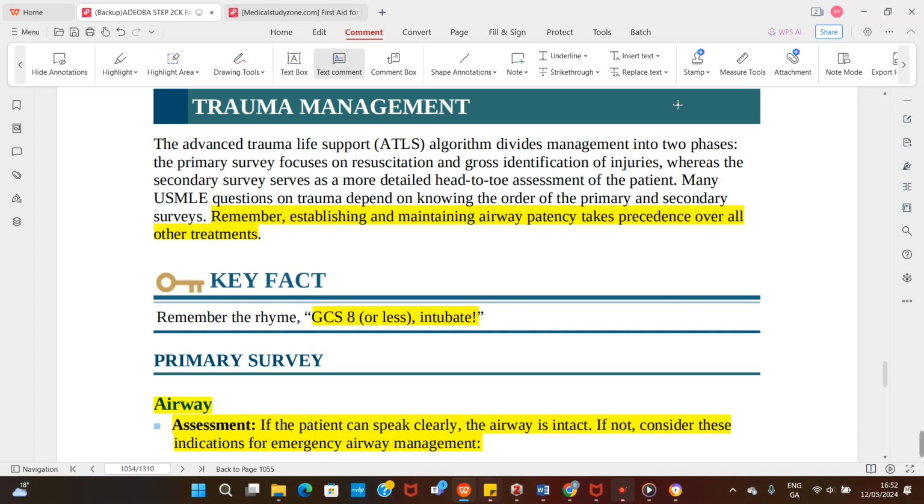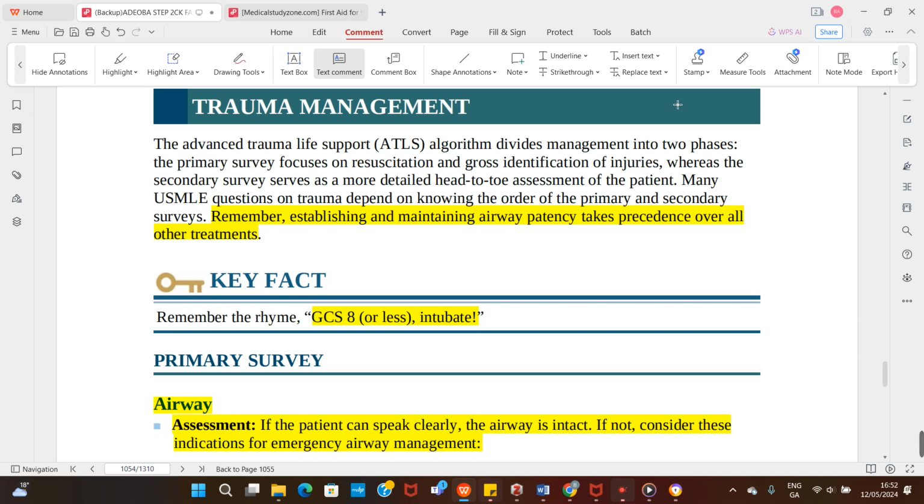While the secondary survey is more like the head-to-toe assessment that we do to identify any gross injury that might have been missed in the primary survey, and any adjunct investigations we might want to do.